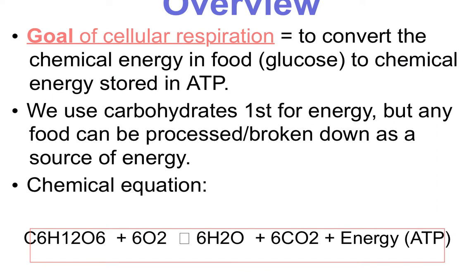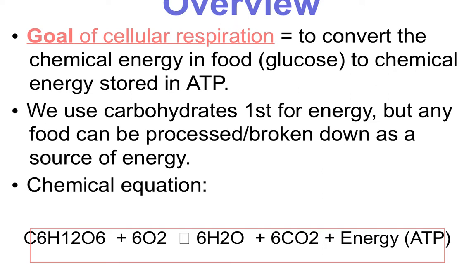Now, the goal of cellular respiration is to convert chemical energy that's in food, particularly glucose, to chemical energy stored in the ATP. So we use carbohydrates first for energy, but any food can be processed or broken down as a source of energy.